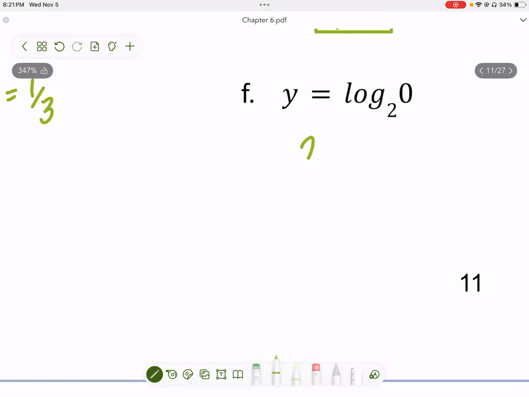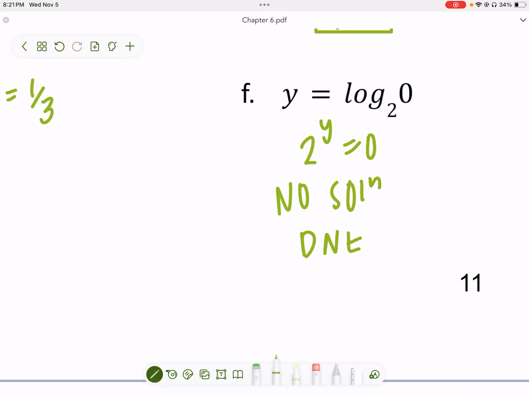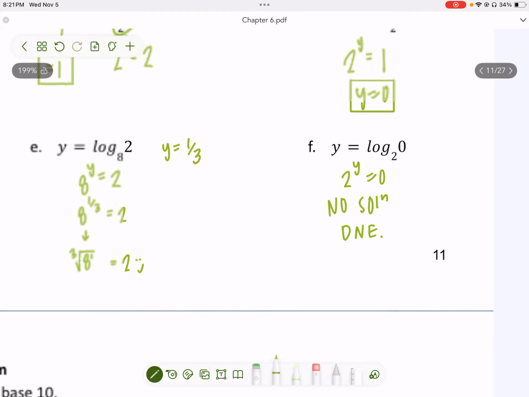And last one, 2 to the power of y equals 0. There is no solution. It does not exist. It is impossible to get an answer of 0 from an exponential function. It's just not doable.